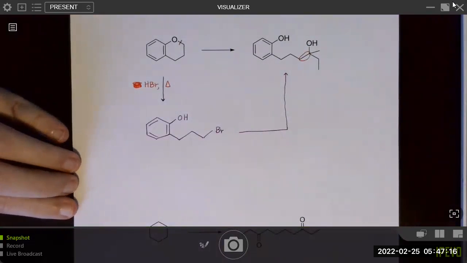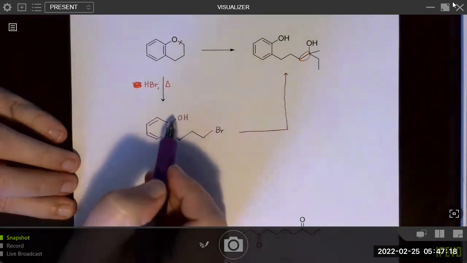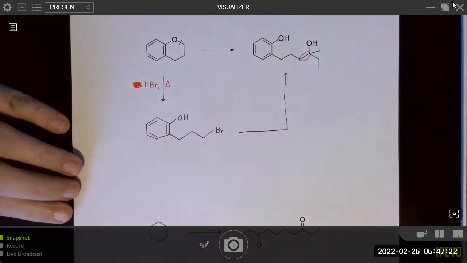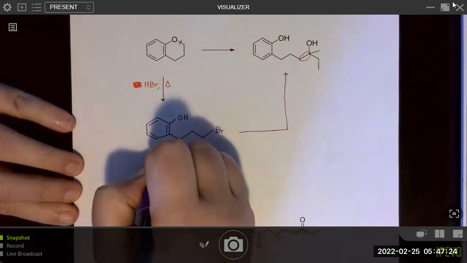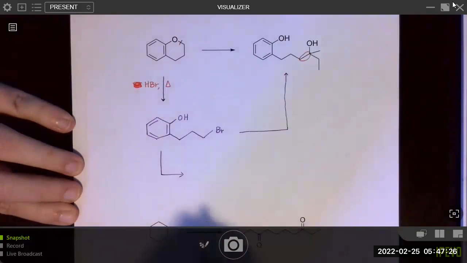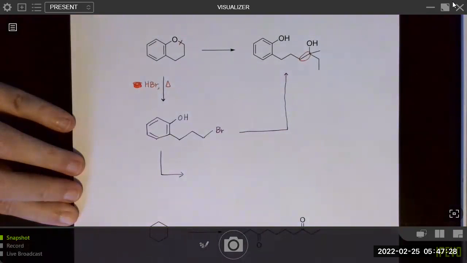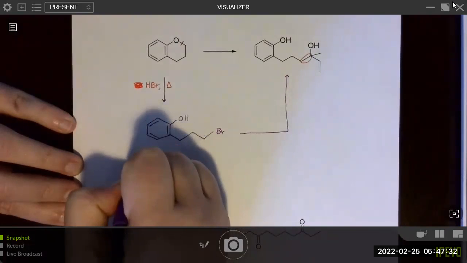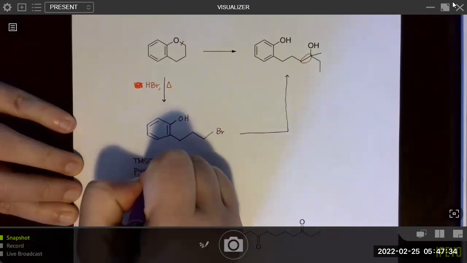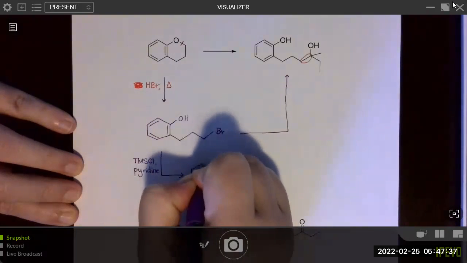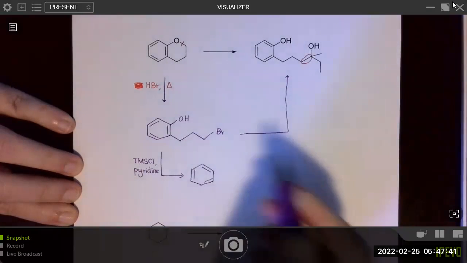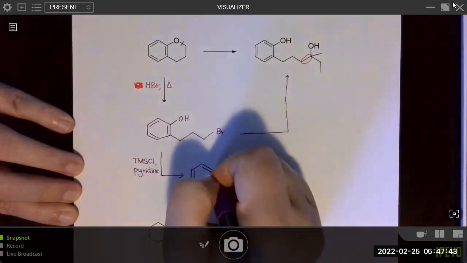Oh, you know what? I forgot about the fact that right now this is not protected, right? So I probably should have to redo this because it's getting a little ugly here. But let's protect it first. So TMS chloride and pyridine will protect the OH group, because remember that will become a problem if we try to do a Grignard reaction.